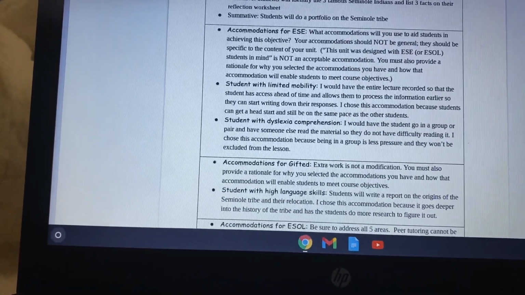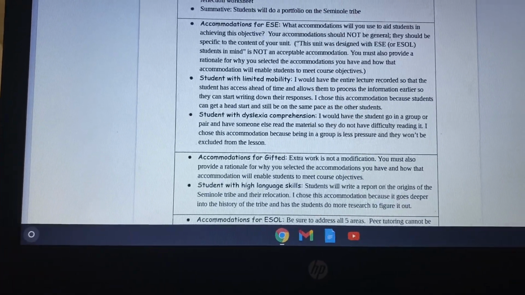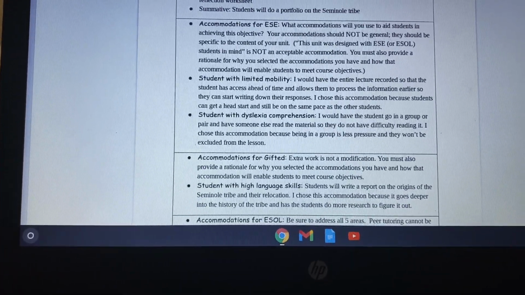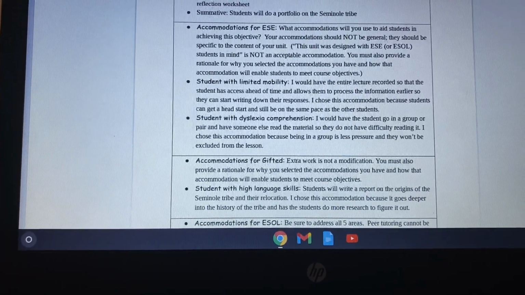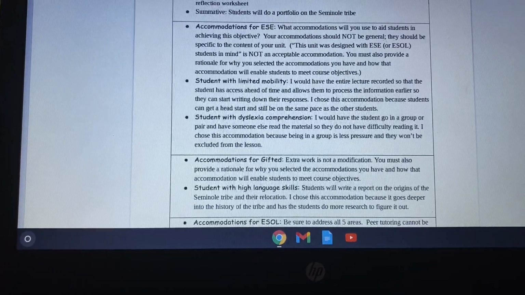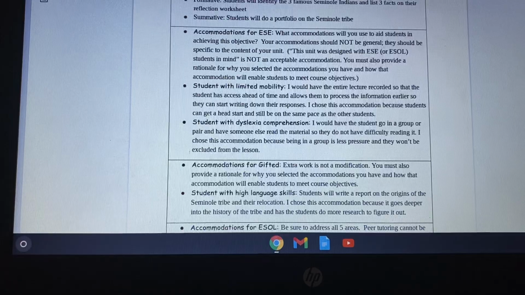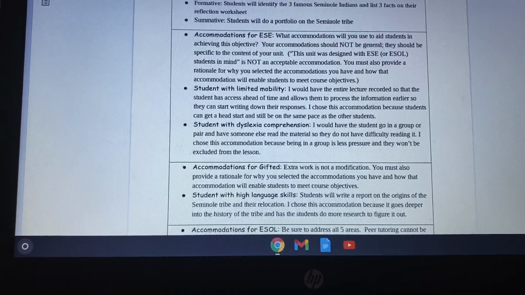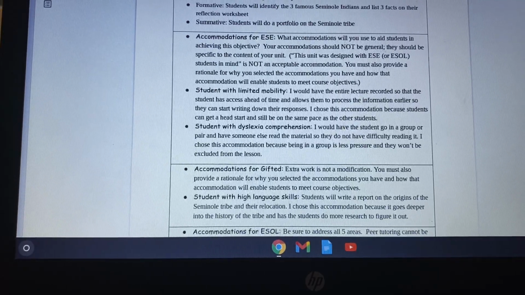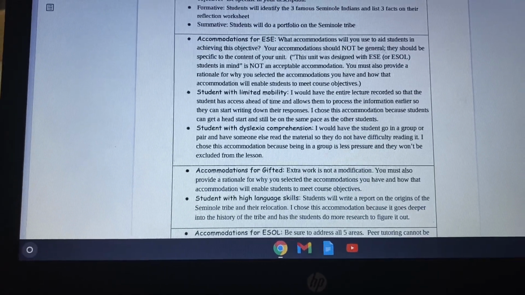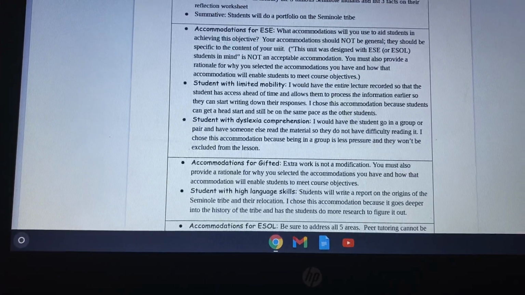For ESE, I still chose limited mobility and dyslexia, and for each, I said I would have the entire lecture recorded so that the student has access ahead of time and allows them to process the information earlier so they can start writing down their responses. And I chose this accommodation because students can get a head start and will be on the same pace as the other students. And then for dyslexia, I said I would have students go in a group or pair and have someone else read the material so they do not have difficulty reading it. I said I chose this accommodation because being in the group is less pressure and they won't be excluded from the lesson.